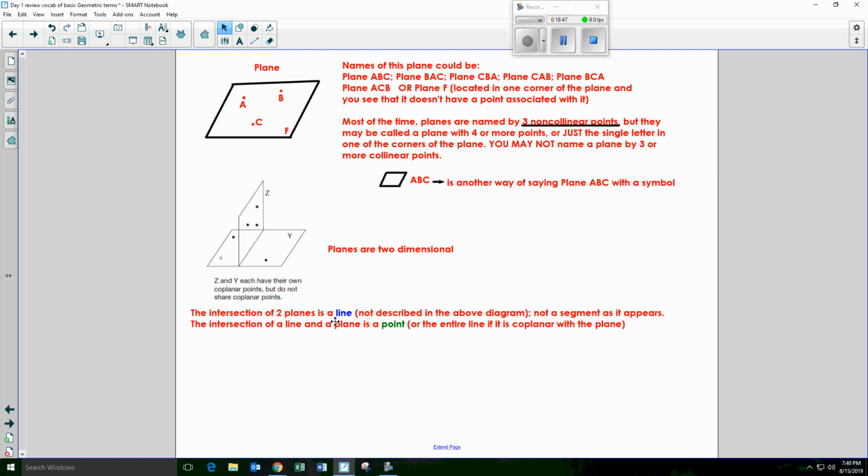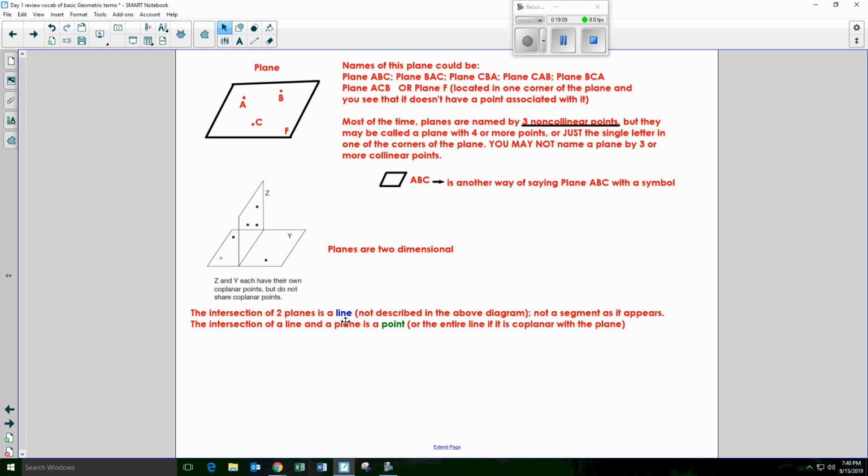The intersection of 2 planes is a line. Okay, so this vertical plane and this horizontal plane intersect in a line. Remember, this does not look like a line, does it? It looks like a line segment, but it is not a segment as it appears, because remember, a plane goes on forever. This is horizontal forever, this is vertical forever. Okay, all the way across forever. So this would actually create a line.